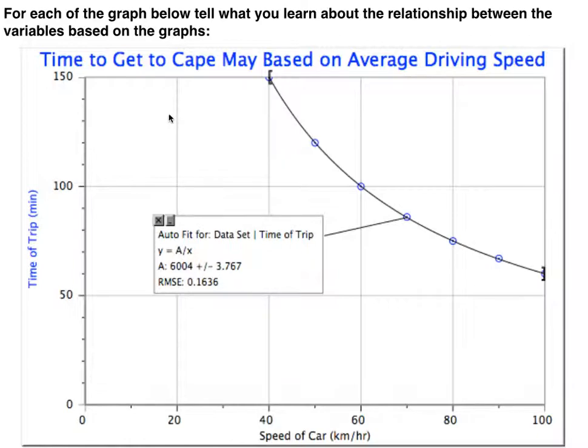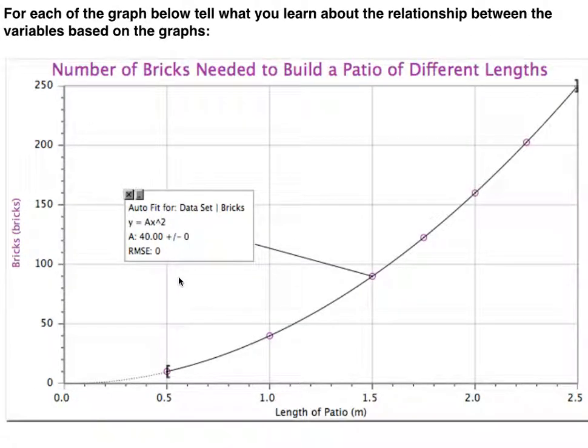Here's another example. This one is the time to get to Cape May based on your average driving speed. You can see it's an inverse graph, which means the faster you drive, the less time it takes to get to Cape May. The equation would be time of the trip for the y, 6,004 for the a value, and speed in kilometers per hour for x. Again, this is an inverse graph, and you get that by choosing inverse in LoggerPro.